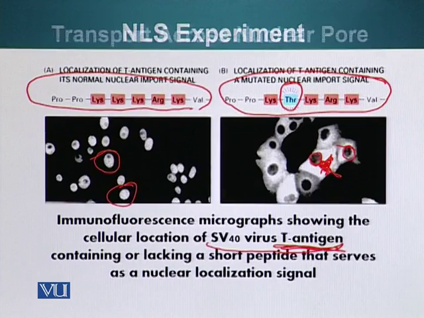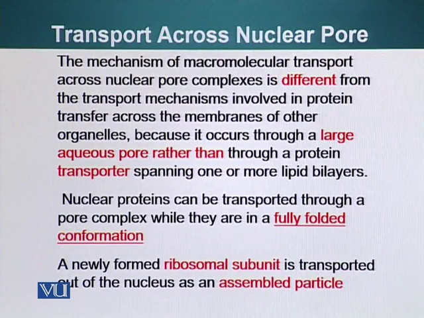The mechanism of macromolecular transport across a nuclear pore complex is different from the transport mechanism involved in protein transfer across the membranes of other organelles, because in other organelles, a folded protein cannot enter that particular organelle. However, in the nucleus, a fully folded protein can enter through that pore because that pore is aqueous and it is spanning both the lipid bilayers. Because of this aqueous channel, fully folded proteins can get into the nucleus.